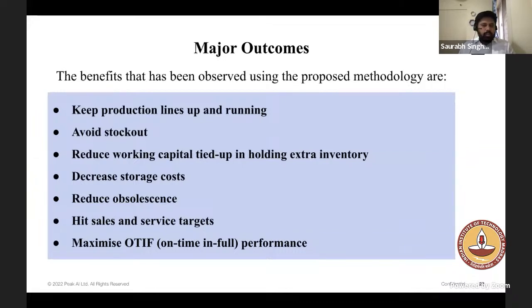And what are the major outcomes of this? The major outcome is you can keep your production line up and running. You can avoid the stock out situation. You can reduce your working capital, which is tied up in holding extra inventory because you are not sure how much inventory you need to keep. That also essentially means that you can decrease your storage cost, because holding extra inventory means you need more warehouses and more space, which you can reduce.